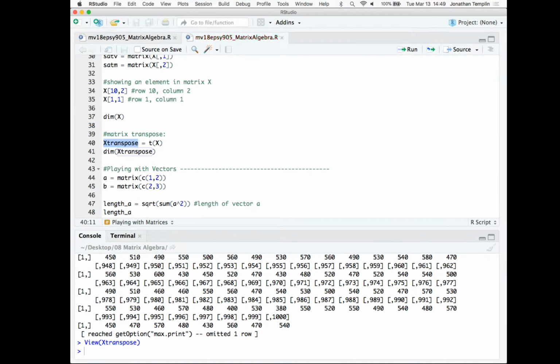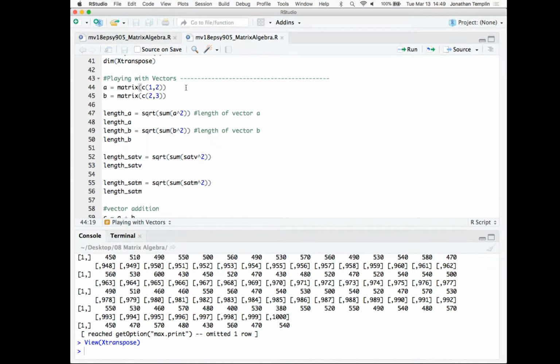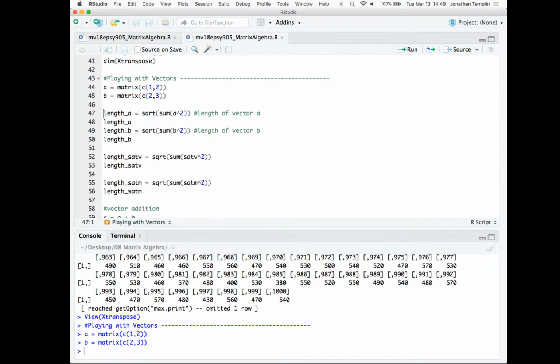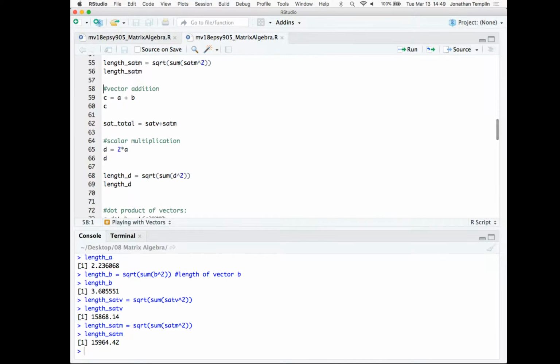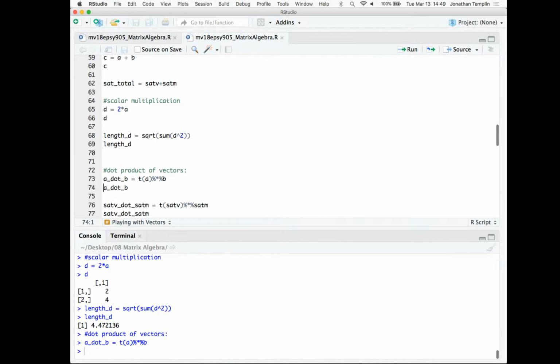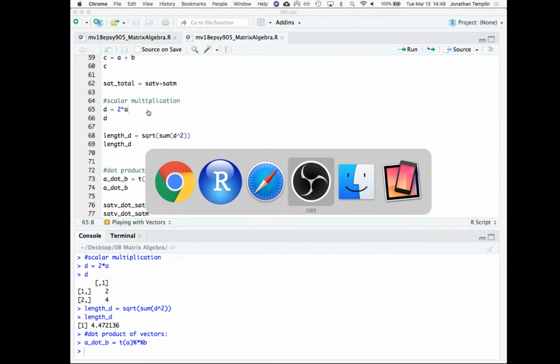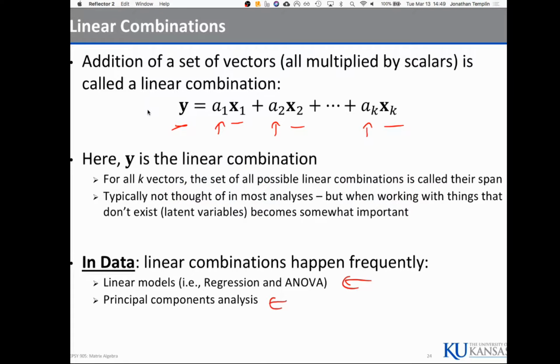Okay. Here's us playing with vectors. We have A and B here. We have the length. We can do vector addition. I showed you all this in the slides. It's not that important, not that great. But now let's go back to the slides to the parts that are great. And when this becomes phenomenal, I'll switch back to R.